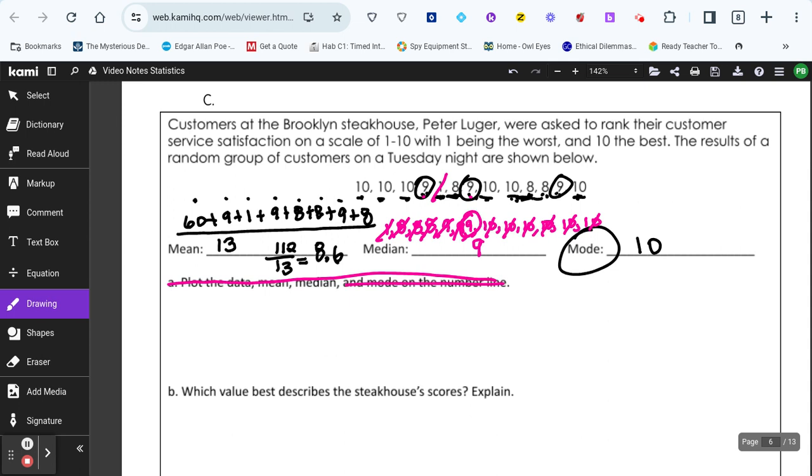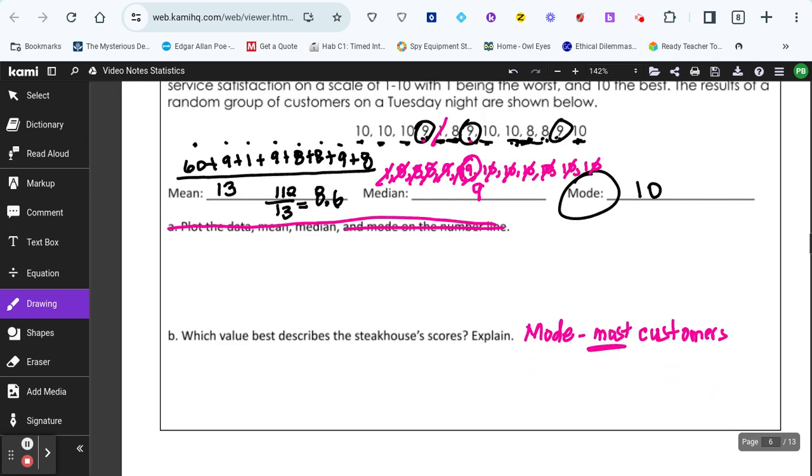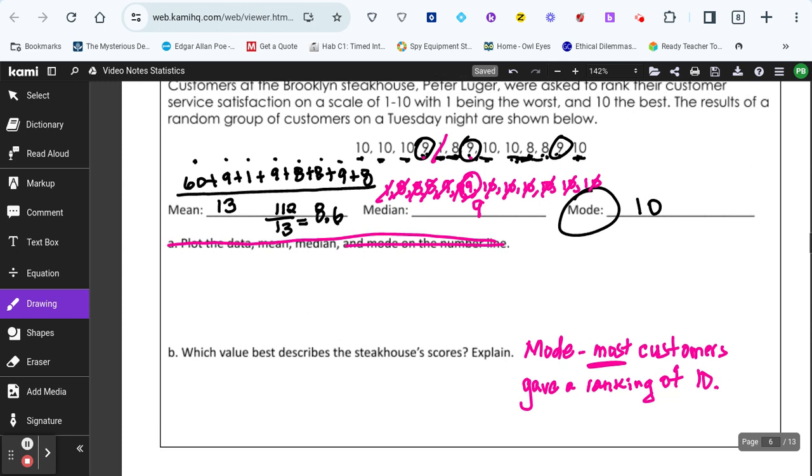So which value best describes the steakhouse's scores? Let's go with mode because most customers gave a ranking of 10. Okay, most customers gave a ranking of 10.